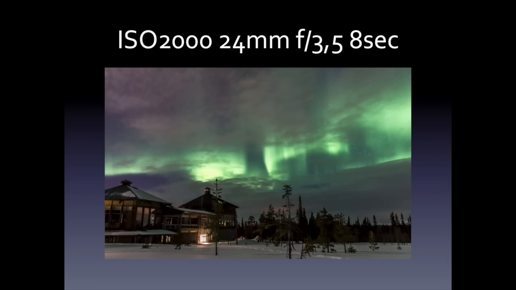And when I used lower ISO, I had to use longer exposure time. So now here is 8 seconds. Now I was not so interested in these ugly trees on the front, and that's the reason why I used 3.5. So it doesn't matter to me that they are a little bit blurry there, a little bit out of focus.